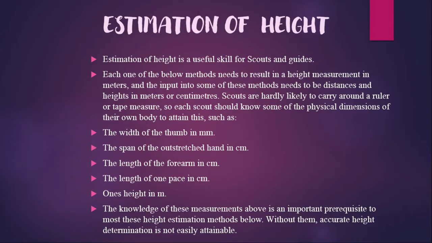Scouts are hardly likely to carry around a ruler or tape measure, so each scout should know some of the physical dimensions of their own body to attain this, such as the width of the thumb in millimeters, the span of the outstretched hand in cm, the length of the forearm in cm, the length of one pace in centimeters, and one's height in m. The knowledge of these measurements is an important prerequisite to most of the height estimation methods below. Without them, accurate height determination is not easily attainable.